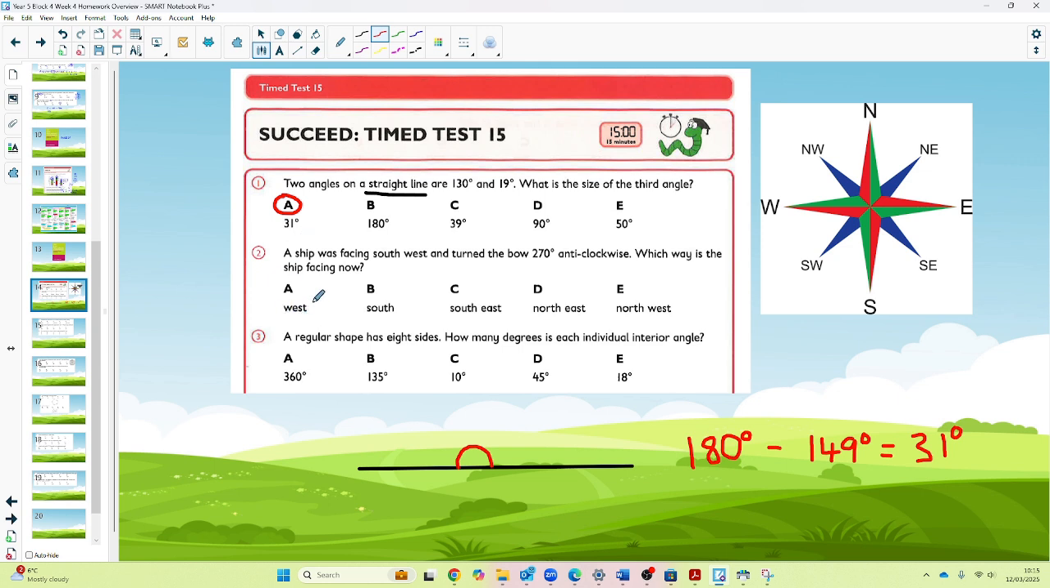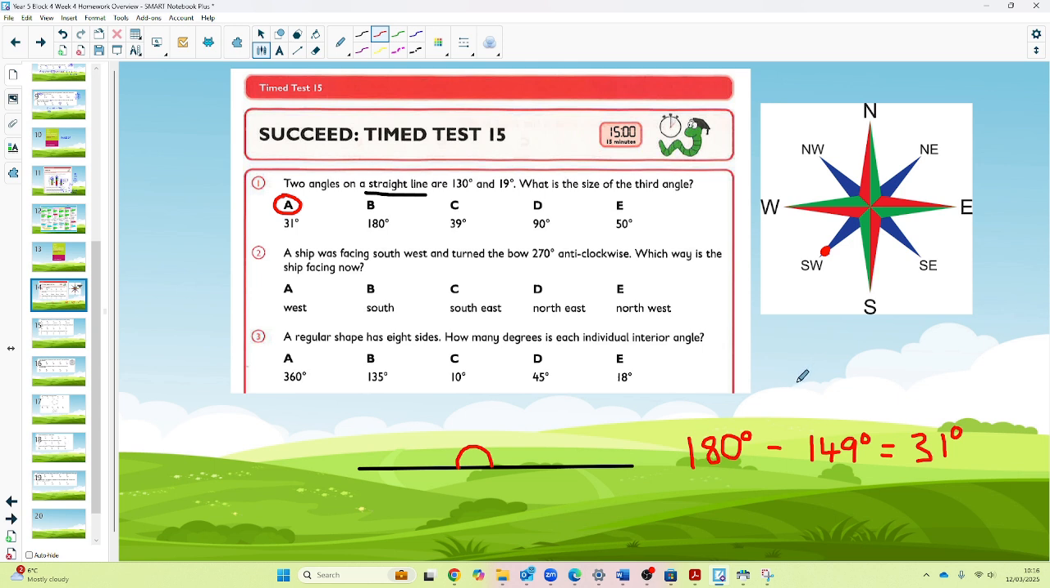Question 2. A ship was facing southwest and turned the bow 270 degrees anti-clockwise. Which way is the ship facing now? As you can probably tell in the corner, I've got my compass points written out already. I think for a child in the exam you could quickly jot down your compass points and that will help you with this question. First of all, the ship is facing southwest, so I'm going to do a little dot here on the southwest. Imagine that I'm facing southwest.